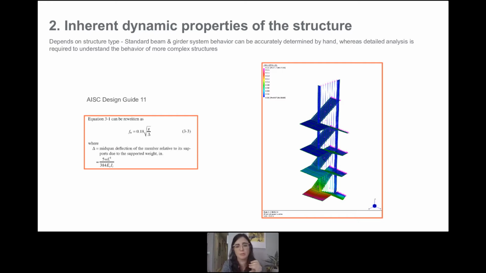Whereas if you have a much more complicated structure, you need to do a finite element analysis to determine the natural frequencies. On the right is a snapshot of a stair that we've worked on in the past that will be a case study. So we'll go into that in much more depth, but this was done in Strand7. But any finite element analysis will give you multiple results that you can use.